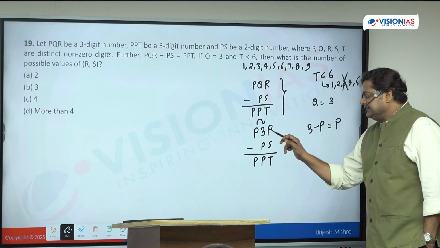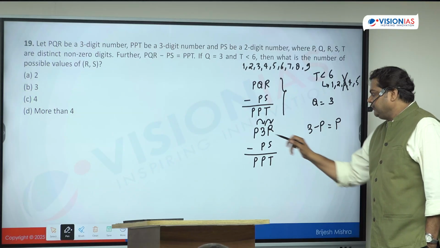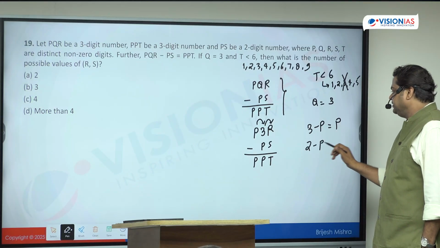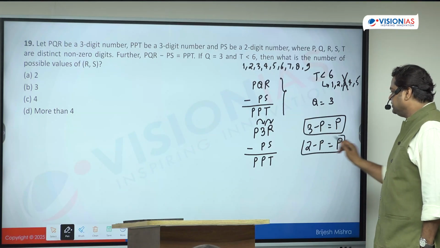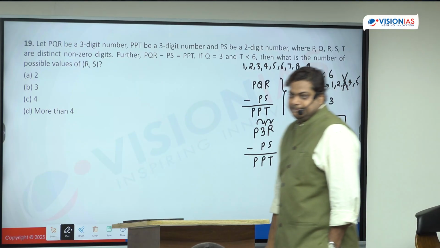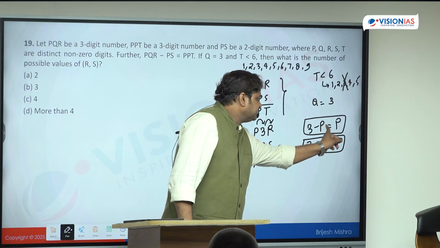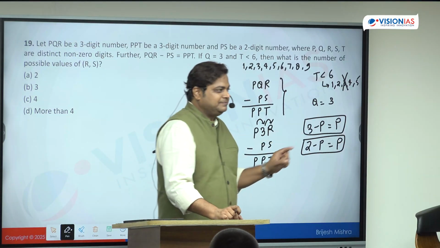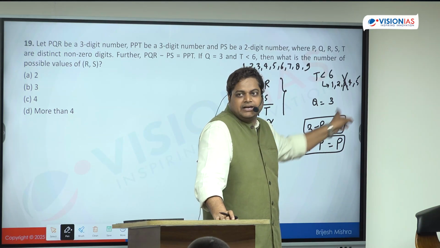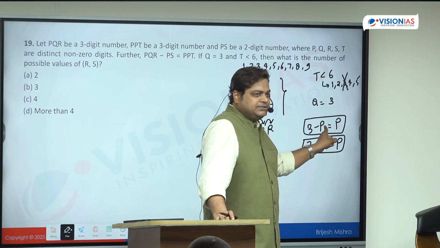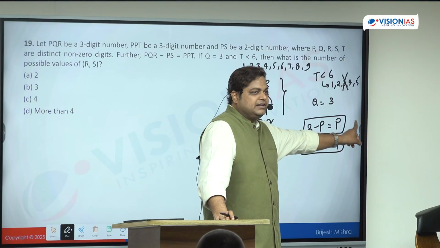Or one carry is given to R. Then this value will become 2. 2 minus P is equal to P. So with the help of these two things, we can get the value of P. 3 minus what do we subtract so that we get the same value? Now this value must be less than 3 only, otherwise it will become negative. So we cannot have 0. We have possibility 1 or 2. 3 minus 1 we are getting.